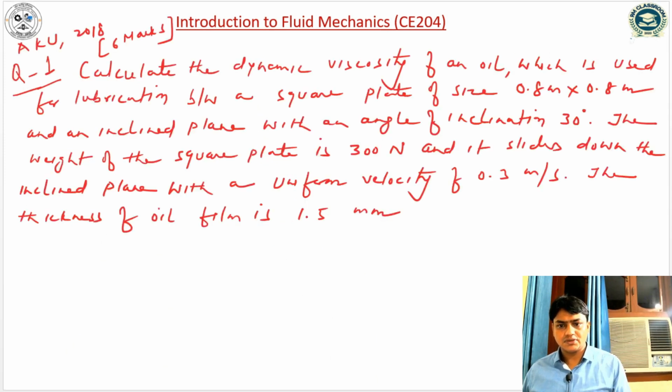So let us take the question. Calculate the dynamic viscosity of an oil which is used for lubrication between a square plate of size 0.8 by 0.8 meter and an inclined plane with an angle of inclination of 30 degree. The weight of the square plate is 300 Newton and it slides down the inclined plane with a uniform velocity of 0.3 meter per second. The thickness of the oil film is 1.5 mm.